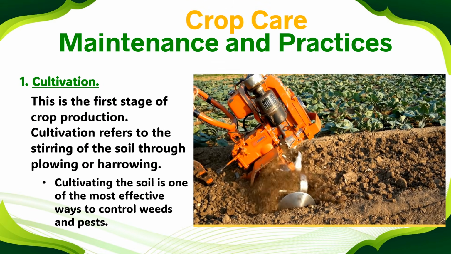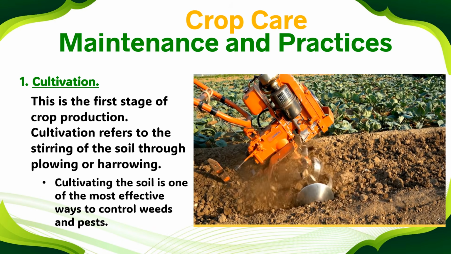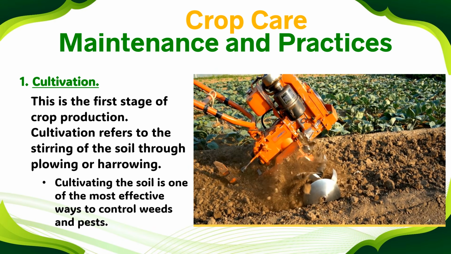The first crop care and maintenance process is the cultivation. This is the first stage of crop production. Cultivation refers to the stirring of the soil through plowing or harrowing. Cultivating the soil is one of the most effective ways to control weeds and pests.